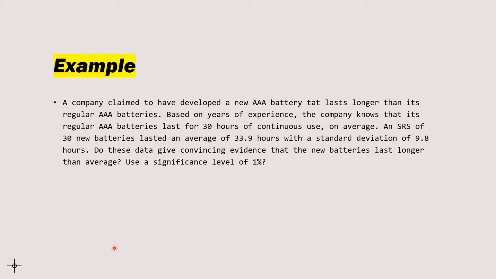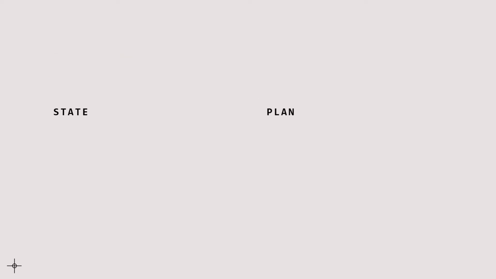We're going to run through this one, and then we're going to run through another example, and then we'll be done. So here we go. State. Under state, we have to talk about our variable, and we need to mention our null and alternative hypotheses and the level of significance. So the variable is mu, which means the average battery life.